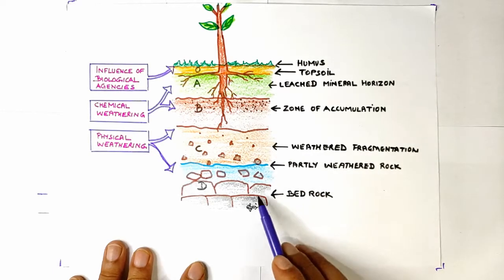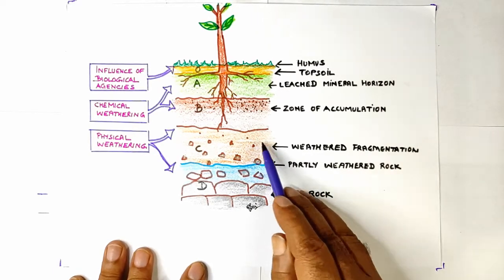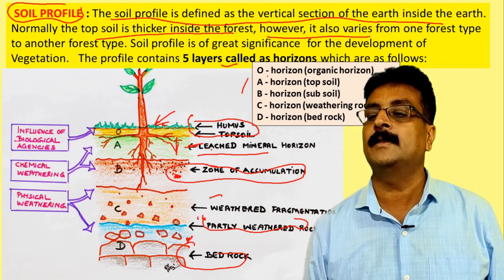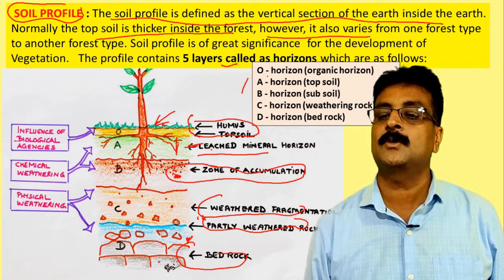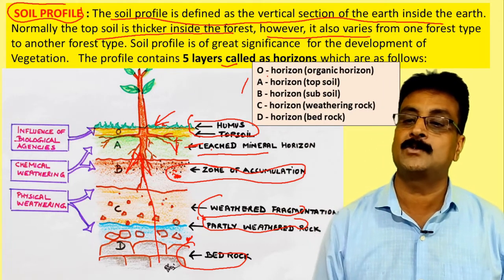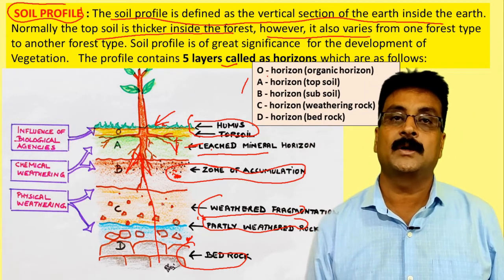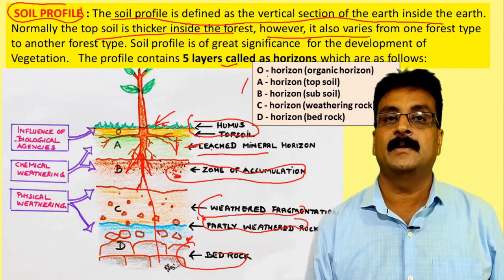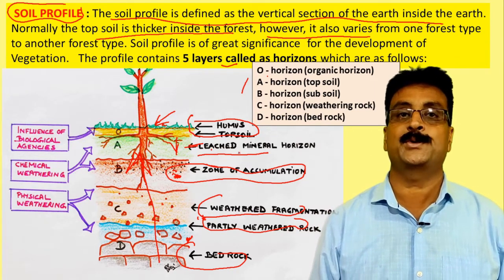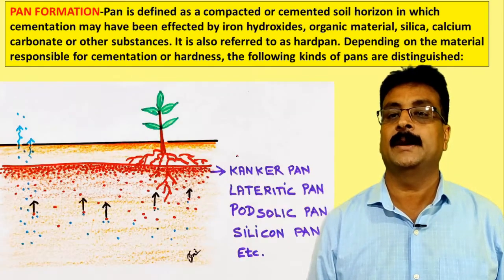Here slowly physical weathering and chemical weathering happen. Then we have partly weathered rock here, and then weathered fragmentation here. So this is the soil profile you will have, and this is very important because it depends on the parent material. So whatever type of parent material we have gives the soil profile, and the soil profile ultimately gives you the vegetation, the tree species on that area.